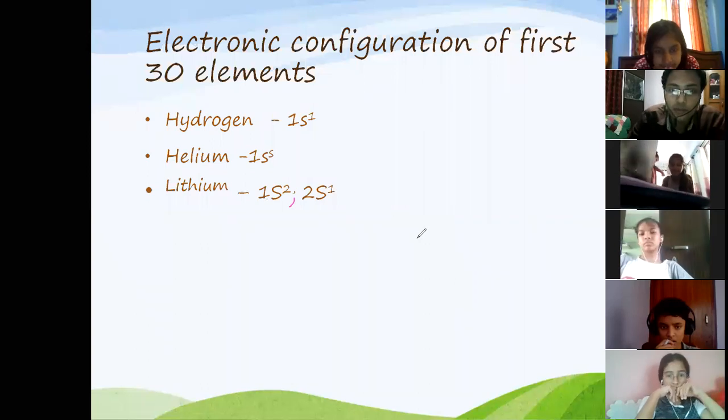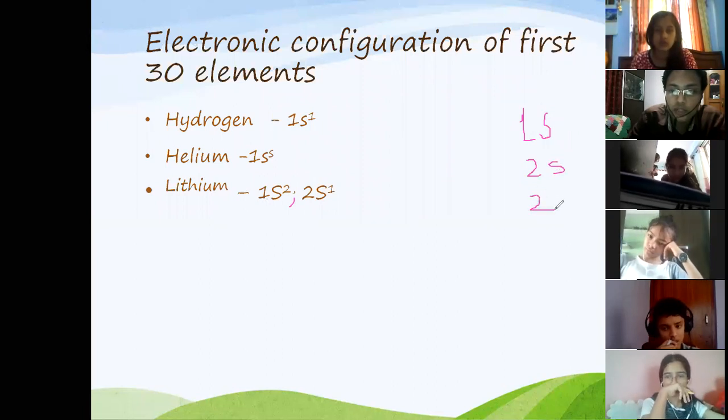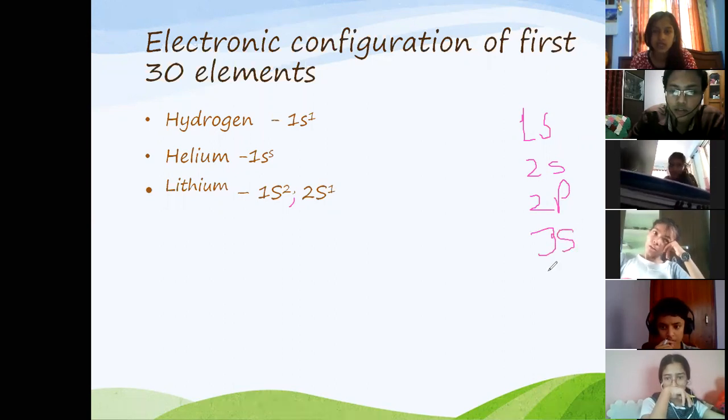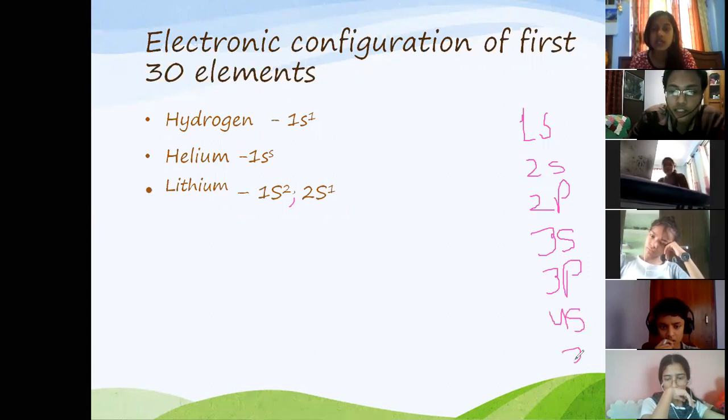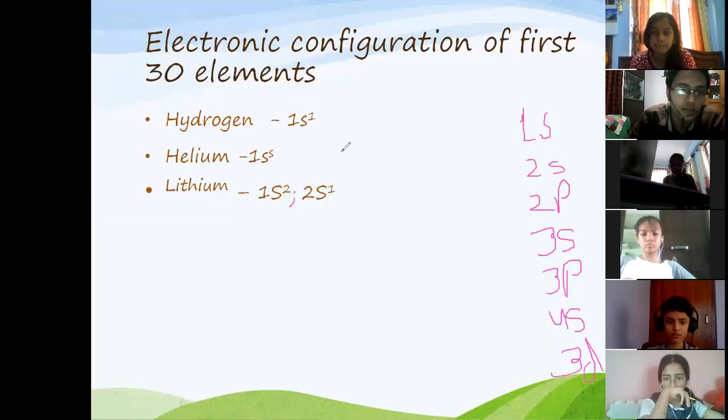Okay, if you remember what the order is here, let me write here. First we fill 1s, right? Then comes 2s, and then comes 2p. After 2p comes 3s. After 3s comes 3p, and then 4s, and then 3d. This is the order that we need. First we fill 1s, then 2s, then we move on to 2p, 3s, 3p, 4s, and 3d, right?